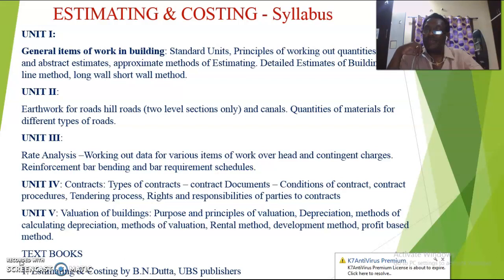In unit 2, that is earthwork for roads, hill roads and canals, and quantities of the materials for different types of roads. In this unit, we have to calculate the total earthwork. The earthwork consists of 2 important components. One is called embankment or banking. The second one is called cutting.